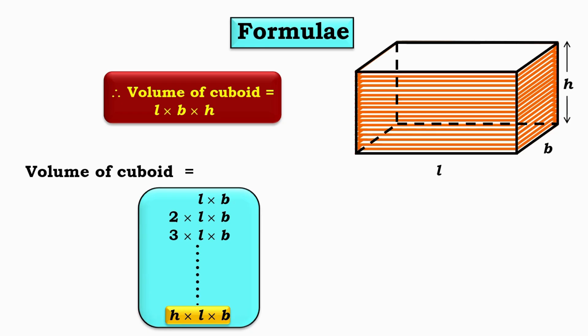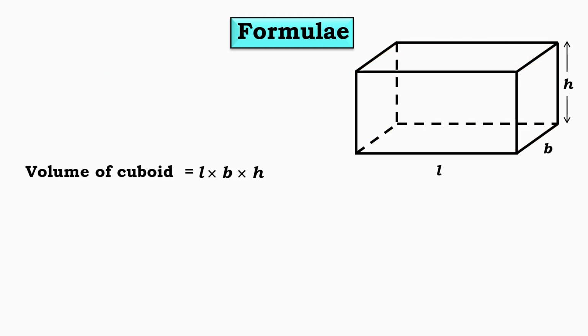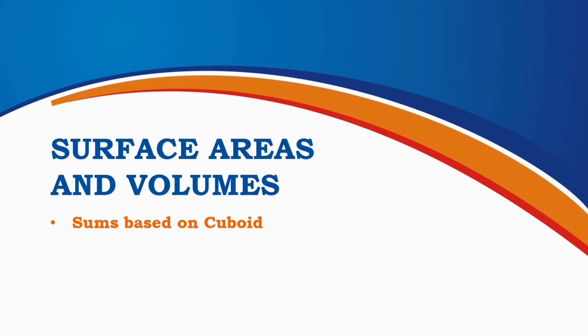I hope this is clear that we have learned total surface area, vertical surface area, and the volume of the cuboid. So the volume of the cuboid is L into B into H. Now we are going to do some problems based on the cuboid. Okay.